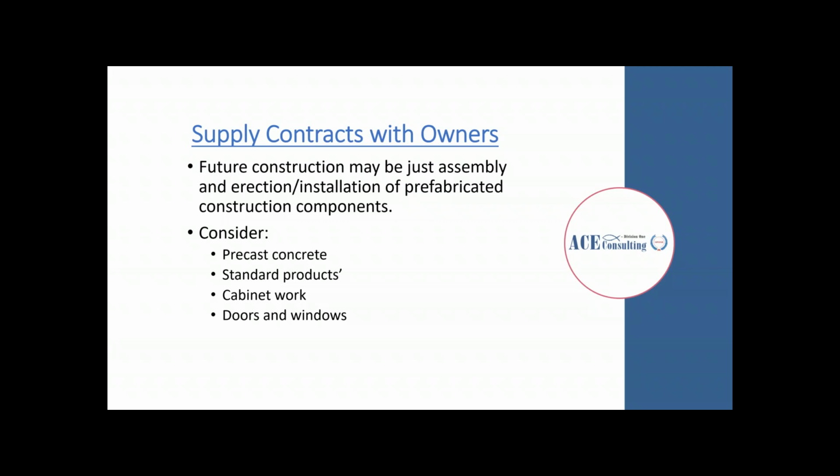Types of contracts that you may see for suppliers may just be an assembly, but it may also be the erection or installation of prefabbed components. You can think of precast concrete. You can think of standard products as far as hardware, as far as fixtures. This often has to do with the different casework that will be included in the finished work of a project.